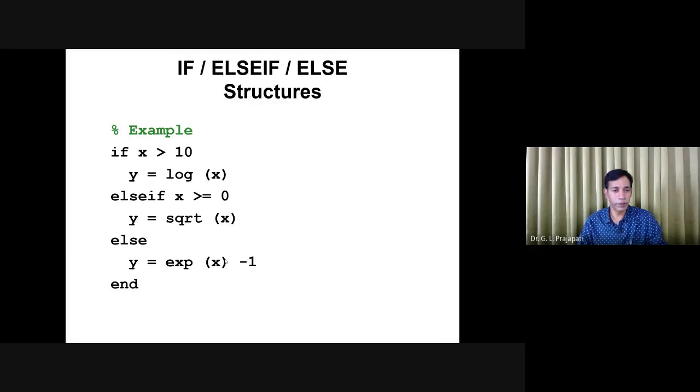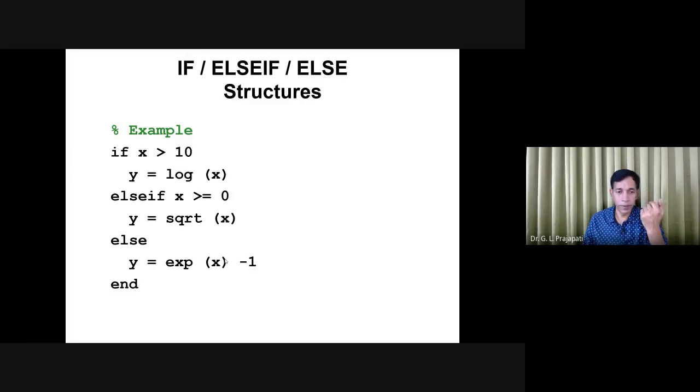So if x is greater than 0, y is equal to log x. Log is the built-in function that computes the logarithm of x. So if x is greater than 10, you are computing the log x. Else if x is greater than or equal to 0, in the first case you have greater than, and in the second you have greater than or equal to 0, meaning you are also including 0 here. Then you are computing the square root.